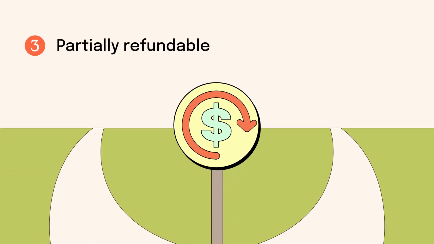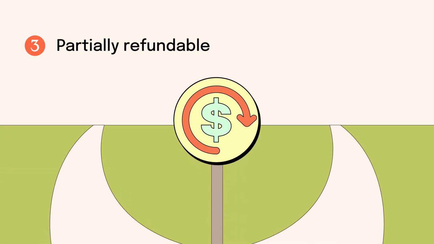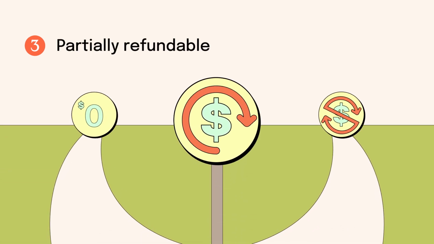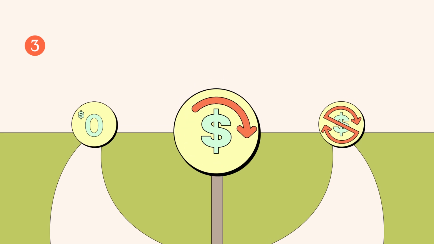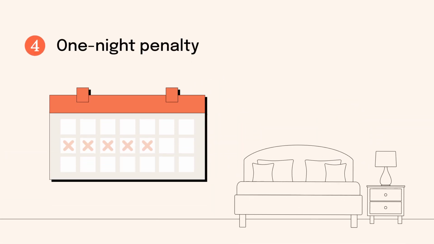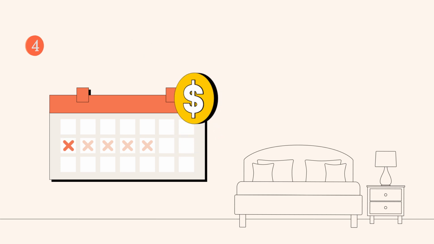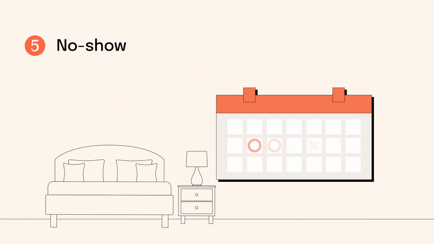3, partially refundable. This one sits in the middle of the road between the first two. This means guests are refunded a percentage of the total reservation value, with the amount decreasing the closer they get to check-in. 4, one-night penalty. Another common form of partial refund, the one-night penalty policy charges the guest for the first night of their cancelled stay.